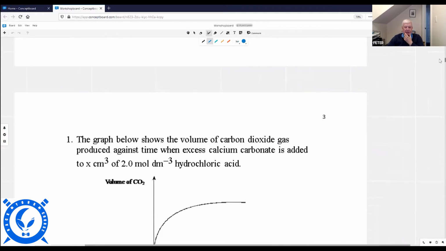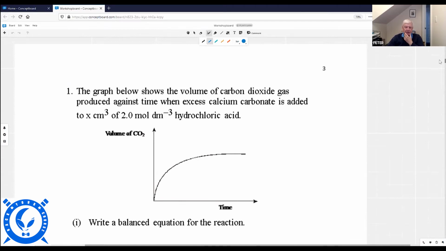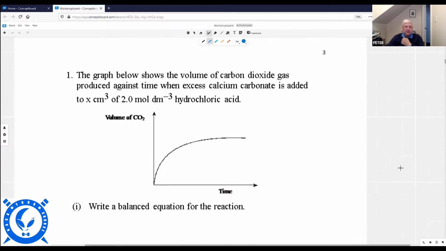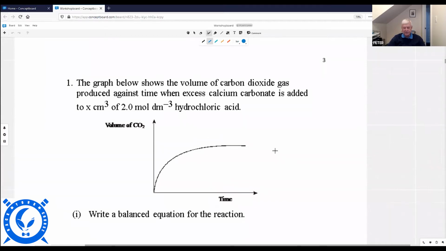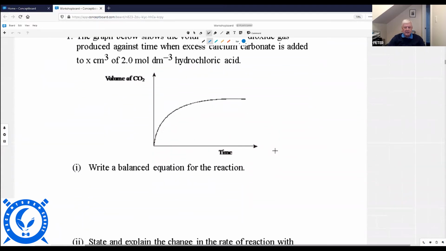I think we have now the first short answer question, in which I'll show you a graph of the volume of carbon dioxide produced when excess, and note the fact that it's excess calcium carbonate, is added to a certain amount of 2 molar hydrochloric acid. As you notice, it starts off and then levels off until finally it basically plateaus. So the first request is to write a balanced equation for this reaction. And this frequently comes up, so that's why I put this on here.